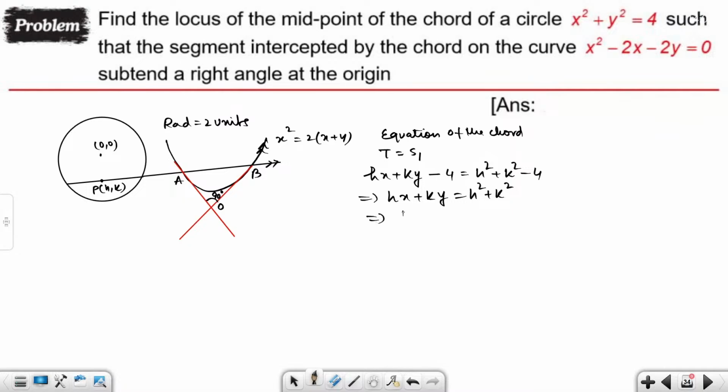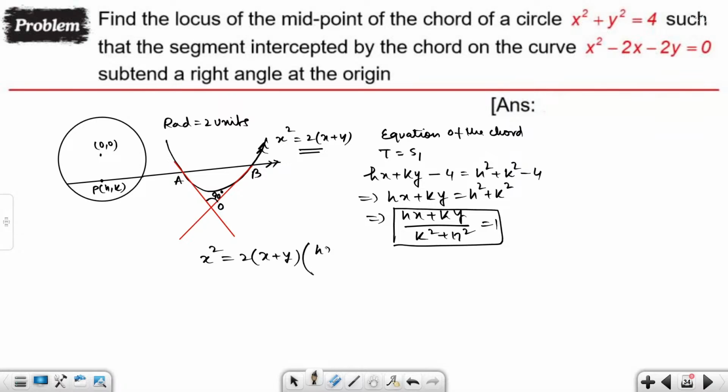So now we can write this in this way, which is equal to 1. Now this is the equation of the chord. From there I have written the equation of the chord in this form. Why have I written it in this way? Because I have to now homogenize this curve. So what we will do? x square plus y square equals 4, which is 4 times (hx plus ky) by (h square plus k square) whole square. Am I correct? So let me just cross multiply.